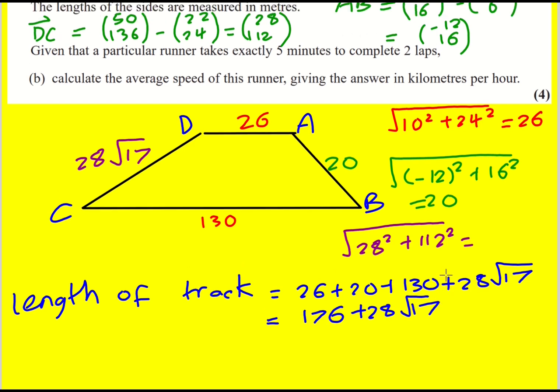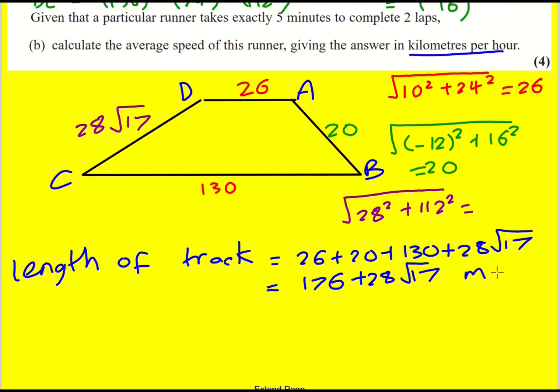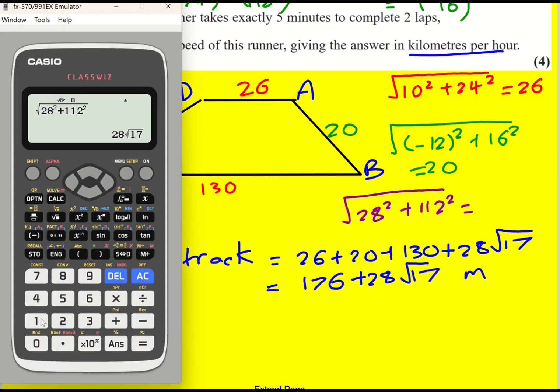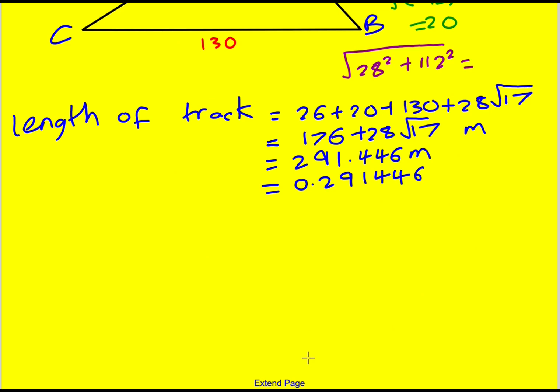The only thing I've got to do, we're trying to work out our answer in kilometers per hour. At the moment I've got it in meters, and it's probably easiest at this point to get it as a decimal. So 291.446. Let's now change it into kilometers. Divide through by 1,000, 0.291446. The time of 5 minutes, we need to get it into hours. So it's just 5 over 60, or 1/12.